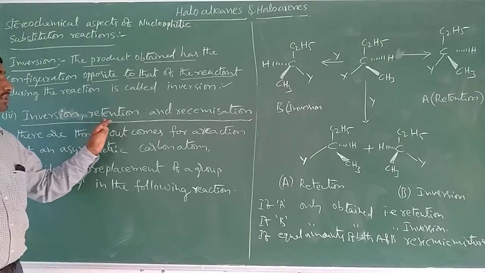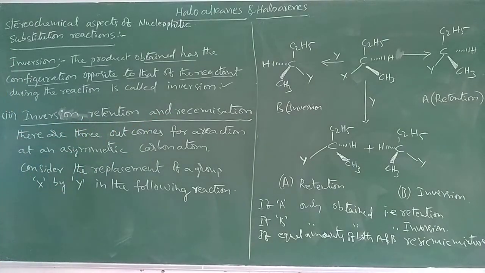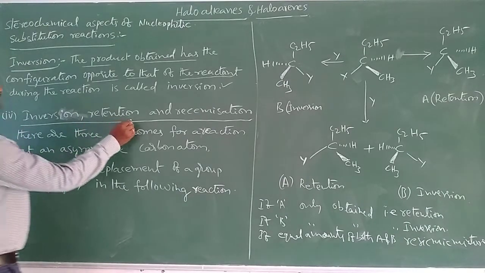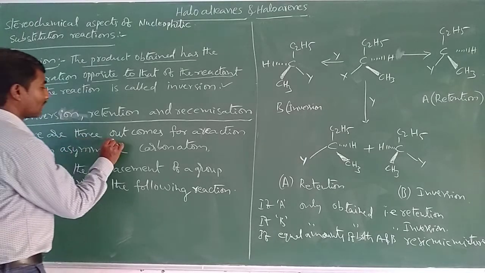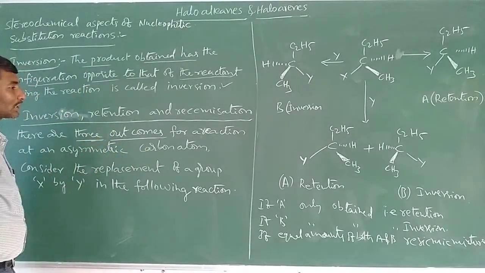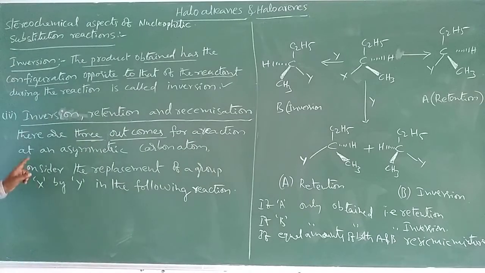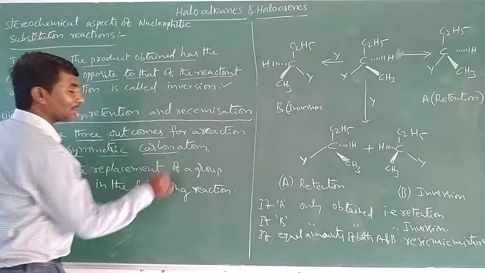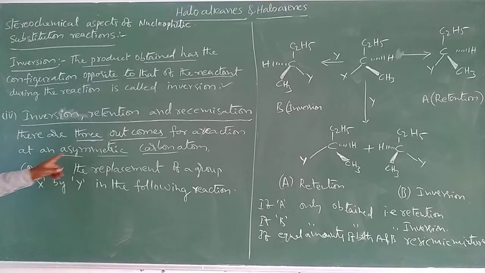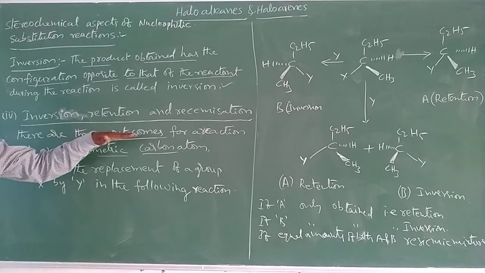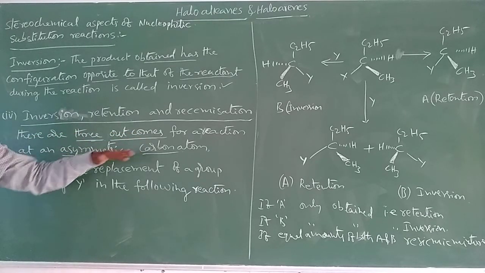Inversion, retention and racemisation. In one reaction we have to see all these: inversion, retention and racemisation. Racemisation means what? The formation of a racemic mixture. Now here there are three outcomes for a reaction at an asymmetric carbon atom. Asymmetric carbon atom means the carbon atom has four different groups.